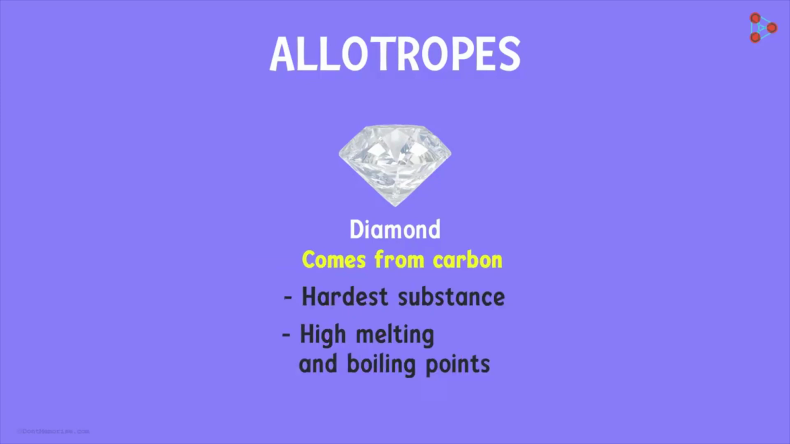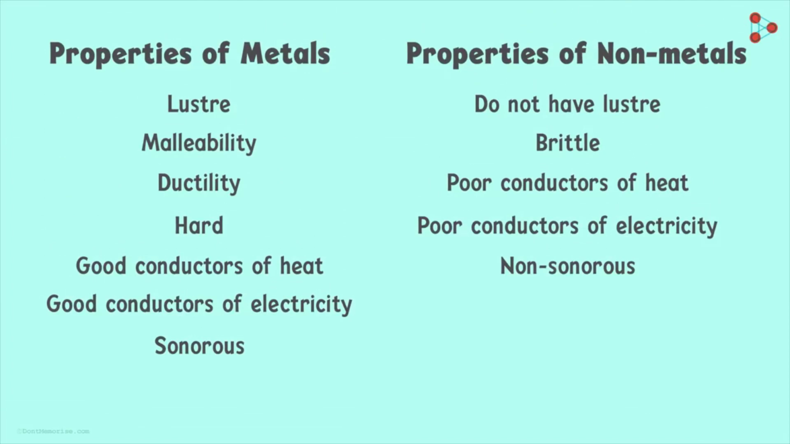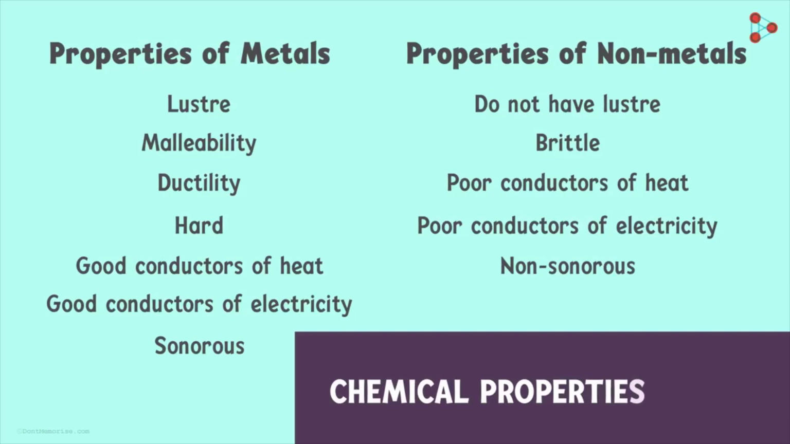Now that we know of so many exceptions, do you think it's easy to differentiate between metals and non-metals based on their physical properties? I doubt that, but don't worry. There is another way out of this. It is to differentiate the two based on their chemical properties. How is that done? For that, you will have to watch our next lesson.